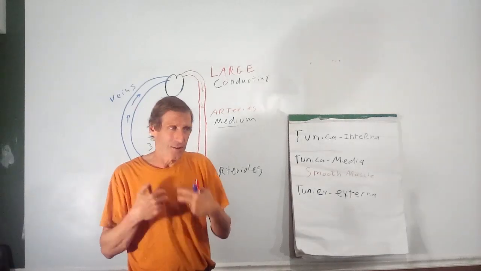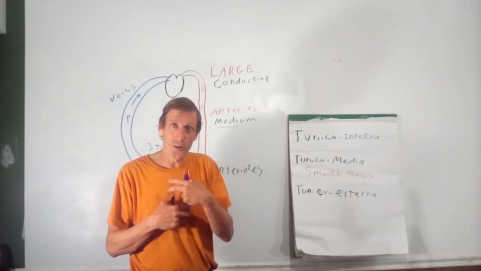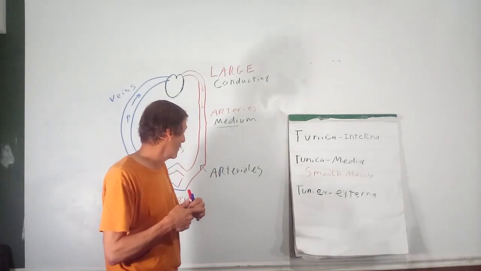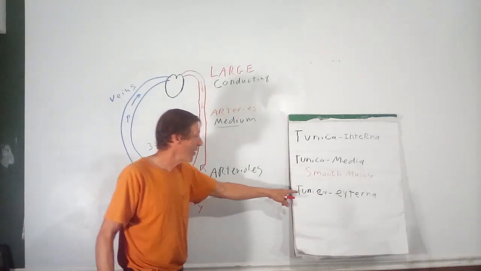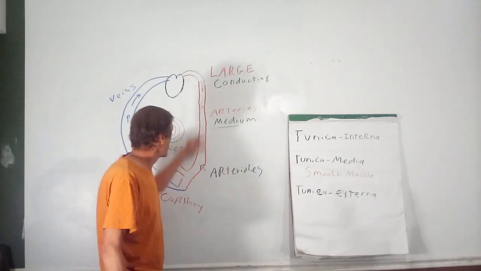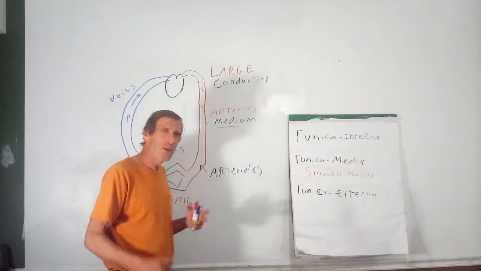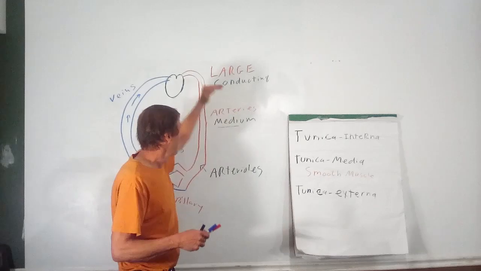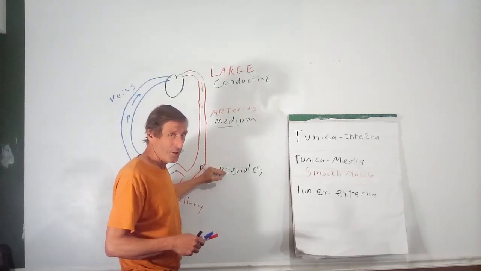That's what allows the individual cells of the larger arteries to receive oxygen and nutrients efficiently. All arteries have a tunica externa, but not all blood vessels do. But those are the three size classes of arteries: large, medium, and arterioles.